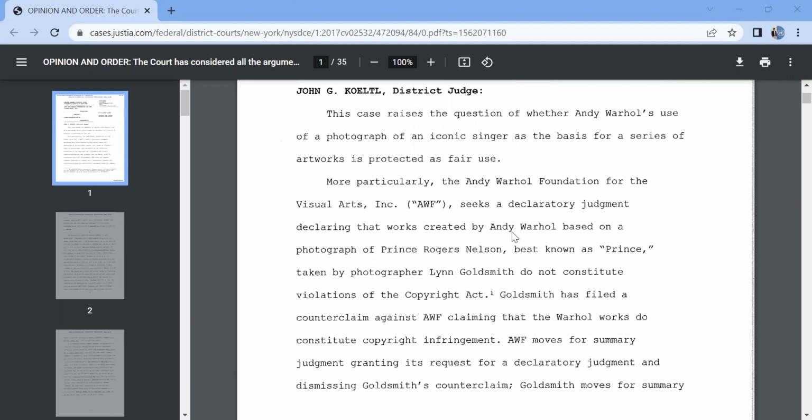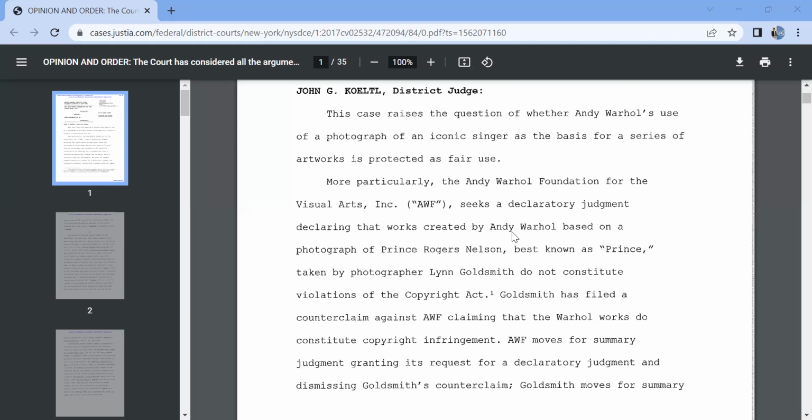This case raises the question of whether Andy Warhol's use of a photograph of an iconic singer as a basis for a series of artwork is protected as fair use. And this case moved through many levels. That's the first level, and then we go to the Court of Appeals and then the Supreme Court. So it's really a landmark case, very important for students to understand everything about copyright and about fair use.